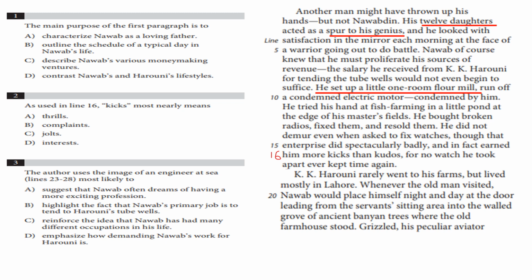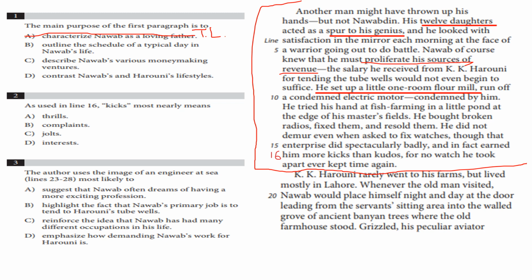So this is question one, just moved, and we're going to look at what this paragraph is. It starts at line one and ends at about line 17 here. So what are they really talking about? He set up a little room. He must proliferate his sources of revenue. Talked about this here, and he talked about his daughters. So are we characterizing him as a loving father? That's not the only thing. I'm going to put TL for too limiting. Okay, and so that can't be just it.